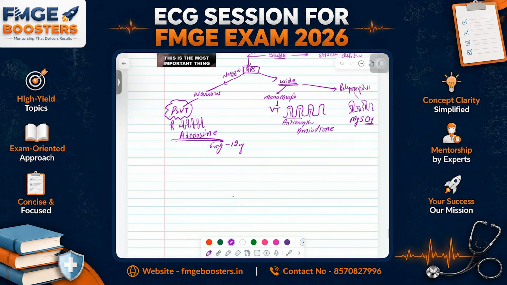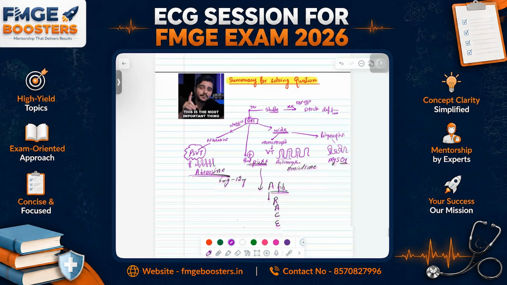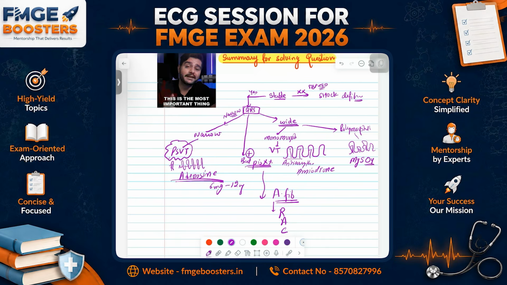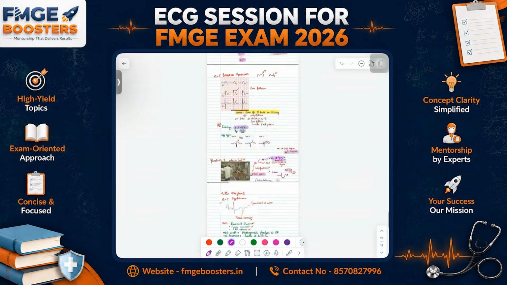And another thing: QRS is present but P is absent. What was this? This was AFib, right? And what was the treatment here, okay? This was the summary. I hope no one has any problem with this. And we are done with our ECGs and everything.